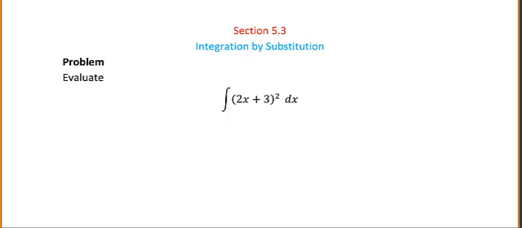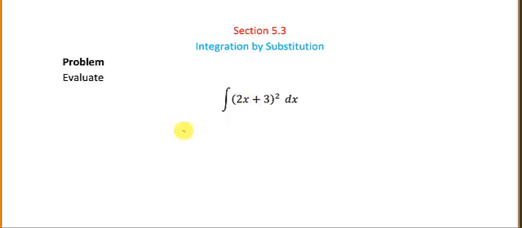In section 5.3, we take up a little more advanced idea of integrating and finding antiderivatives. And let's start with this problem. And this will illustrate why we need this more advanced idea. And so let's suppose that we want to find an antiderivative of (2x + 3) all raised to the second power.